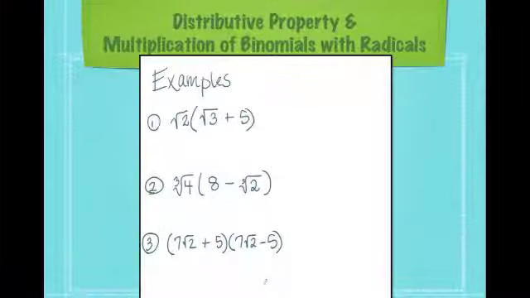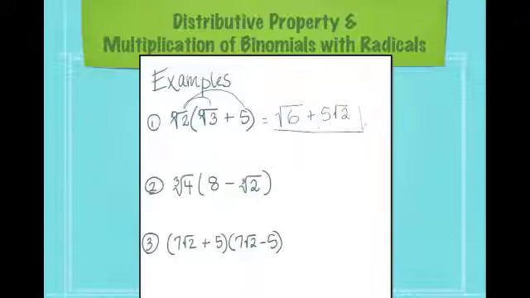The distributive property and FOIL also work with radicals. So here, if I multiply the square root of 2 times the square root of 3, I get the square root of 6. Remember, to multiply, the roots have to be the same. When I multiply the square root of 2 times 5, I just get 5 square root 2. And there's nothing more I can do with that. I'm finished.